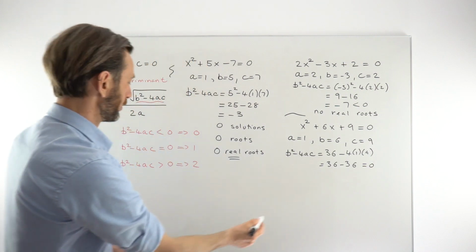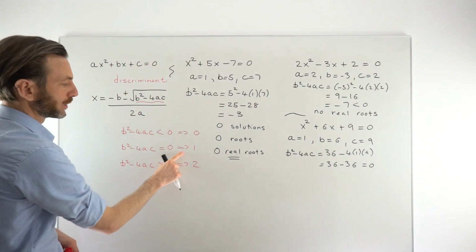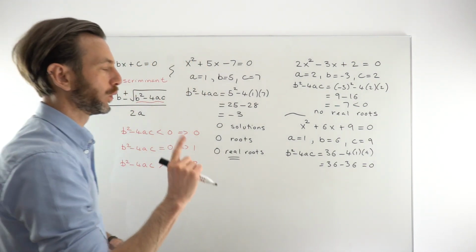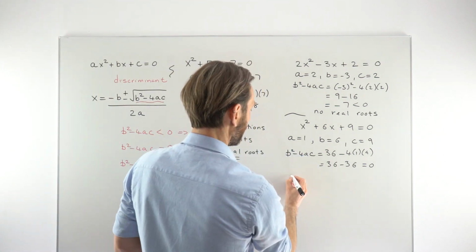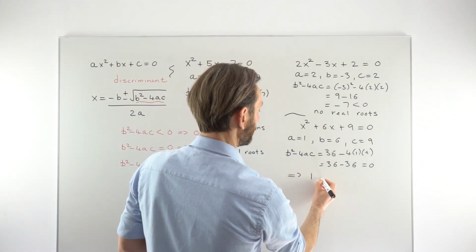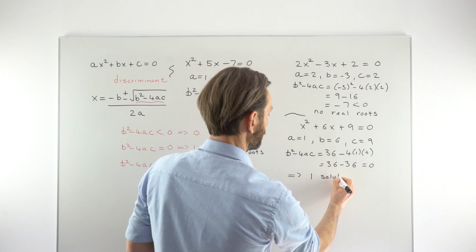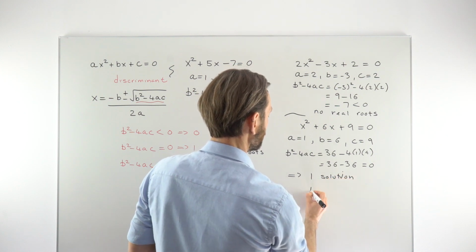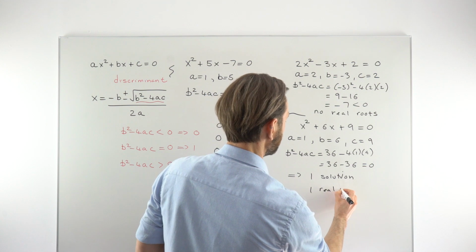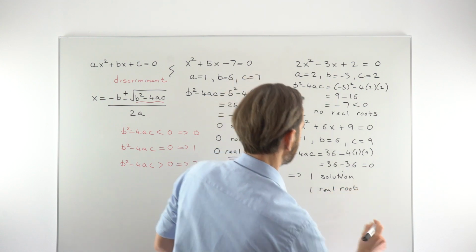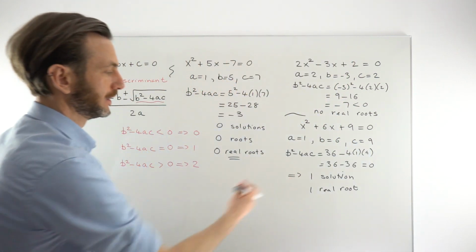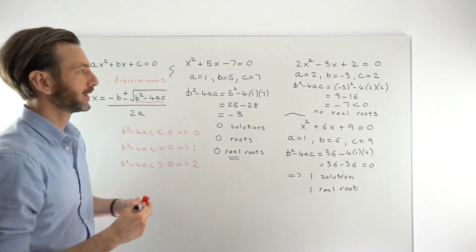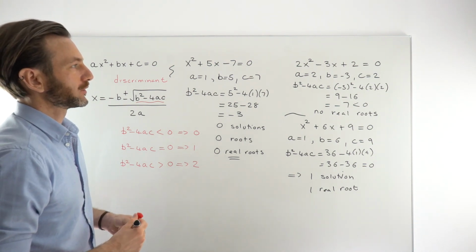So the scenario where we've got 0 for the discriminant is where you've got one solution or one root. That would imply that we've got one solution to that equation, or one real root, as it might be written, or as you might be told to write it. Okay, so that's basically how the discriminant works.